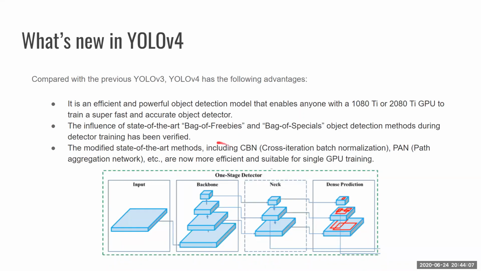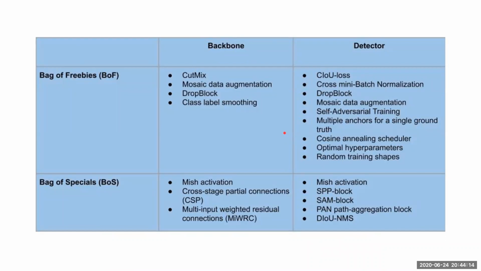But let's look at what's so special about it, especially the bag of freebies and bag of specials. I would say YOLOv4 is the result of a lot of study, because they have tried out a lot of approaches, including these state of the art detection strategies. They tried to optimize the feature extraction part and the data augmentation part, etc. Bag of freebies is mainly aimed at improving the training part of the model, especially with respect to extracting the right features and improving the training cost. Whereas bag of specials is aimed at improving the accuracy of the model. That is where the inference cost comes into play.